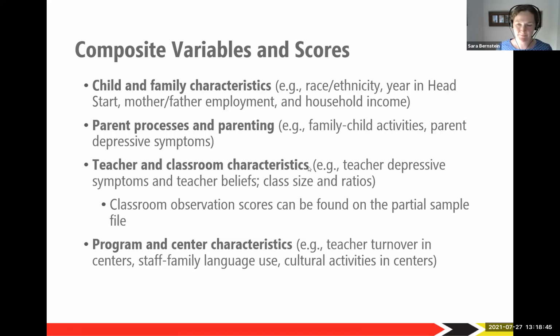I should say we've also in 2019 added measures of material hardship to further understand relationships between income and financial strain. Then we have some teacher and classroom characteristics from the teacher survey. Those capture key aspects of teachers, such as depressive symptoms and teacher beliefs, and aspects of classrooms, including class size and child-adult ratios. Again, classroom information from the observation will be on that separate partial sample file.